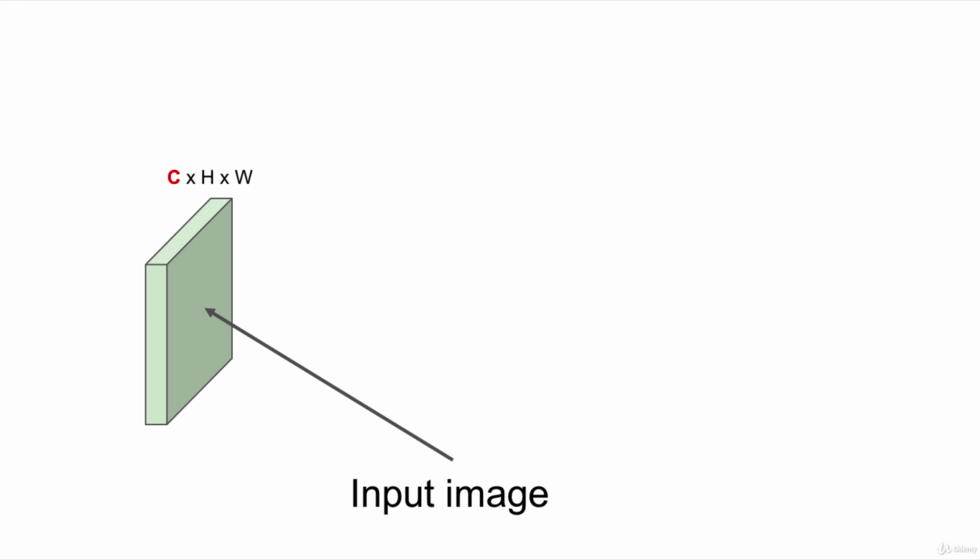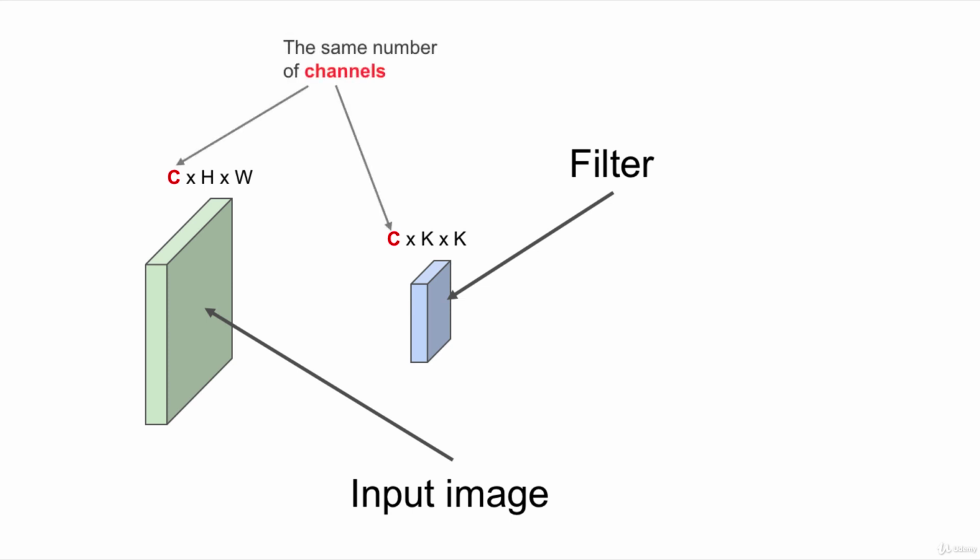Again, we have an input image of size C×H×W, where C is the number of channels, H and W are height and width correspondingly. We introduce convolution's weight, a 3-dimensional matrix of size C×K×K. Here it is. The number of channels is the same in the input image and in the weight matrix and equals C.